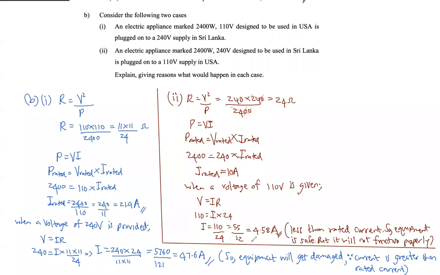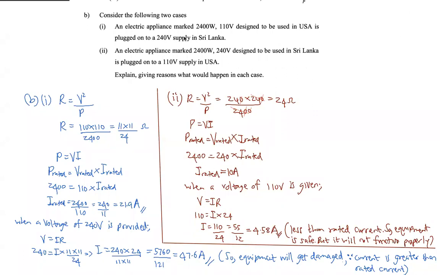So the equipment is not going to get damaged, but I don't think it will work properly, because we need at least 10 ampere current for a proper function of that instrument. But we get only 4.58, so we might not be able to use it at optimum level, but it's not going to get damaged. So I think that's what they're expecting from us, giving reasons. We are supposed to explain what's going to happen.